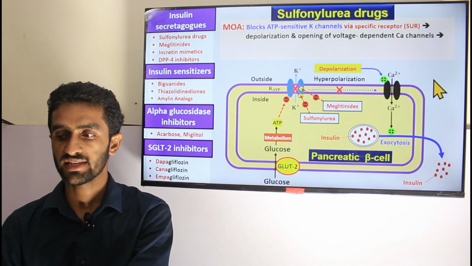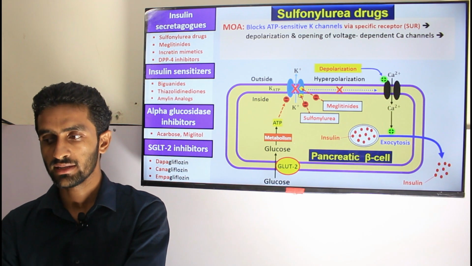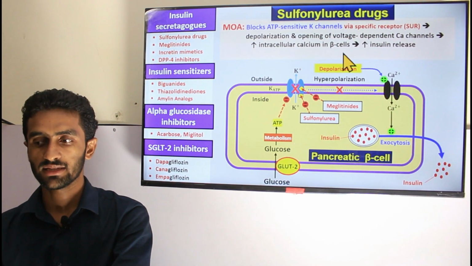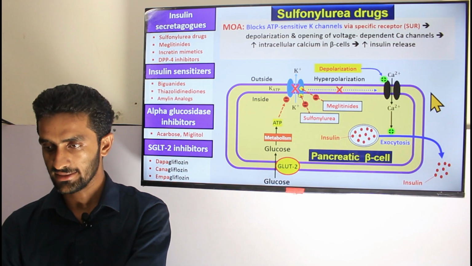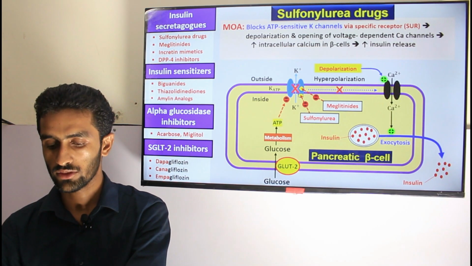So they cause depolarization and opening of voltage-dependent calcium channels, which increases the intracellular calcium in the beta cell, which increases insulin release. Okay, but you should know this point.